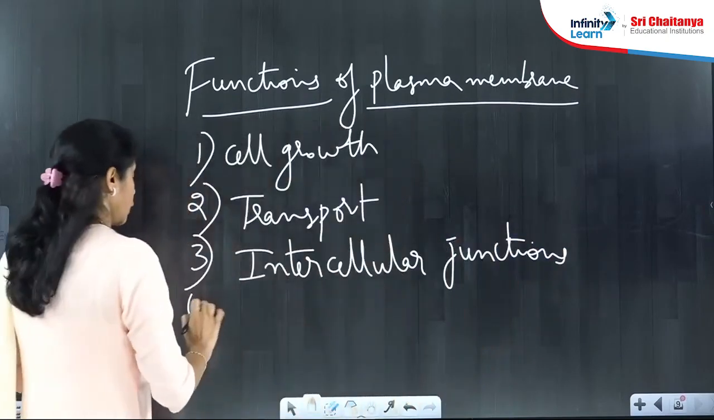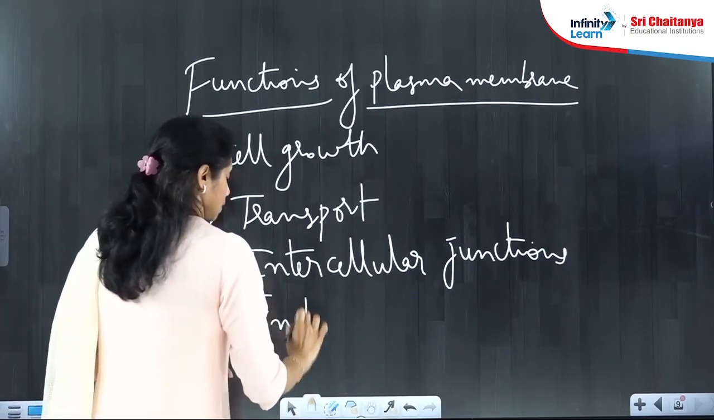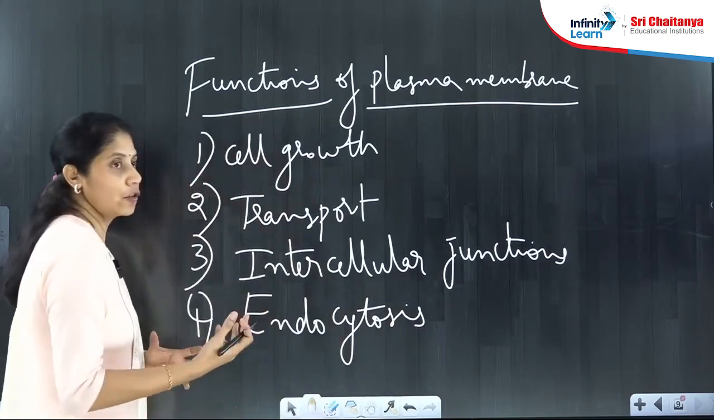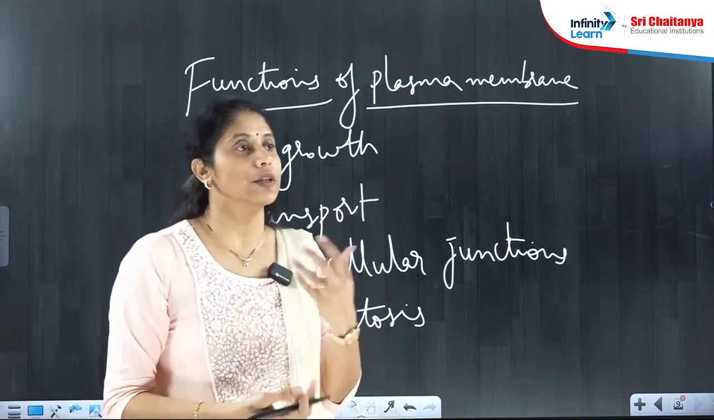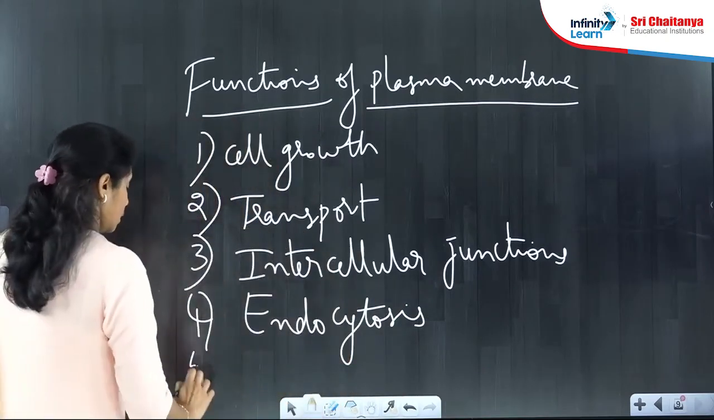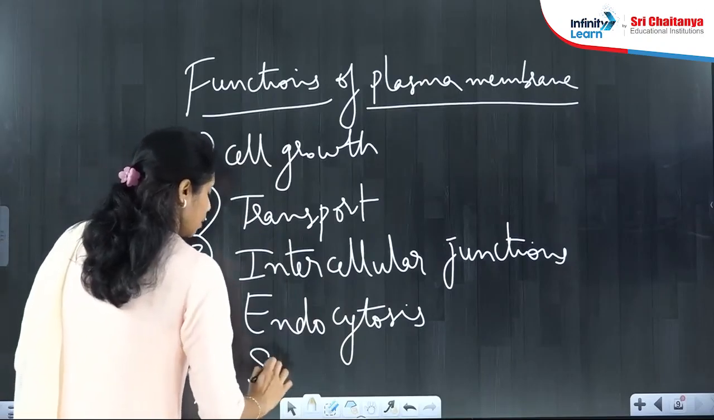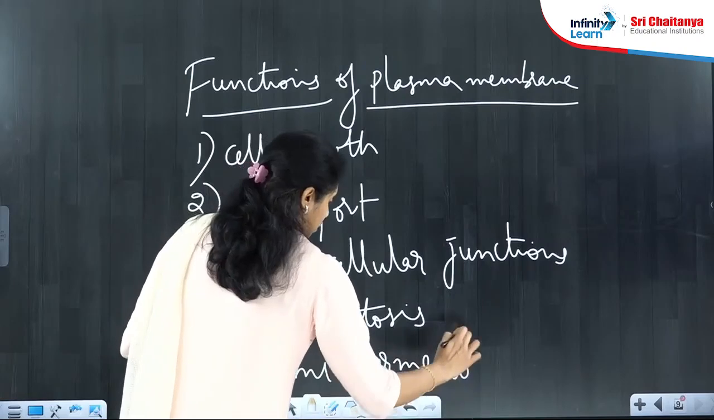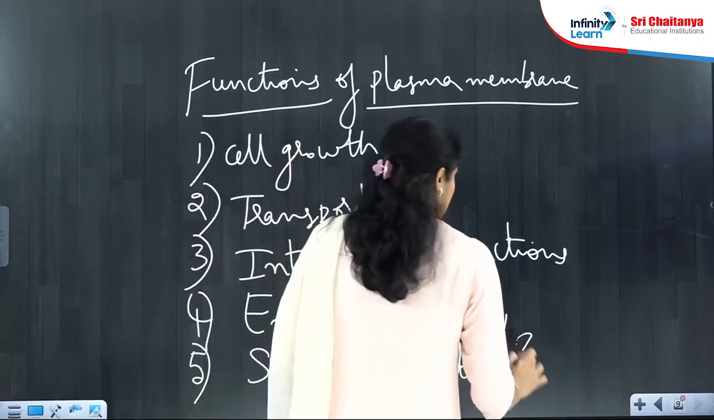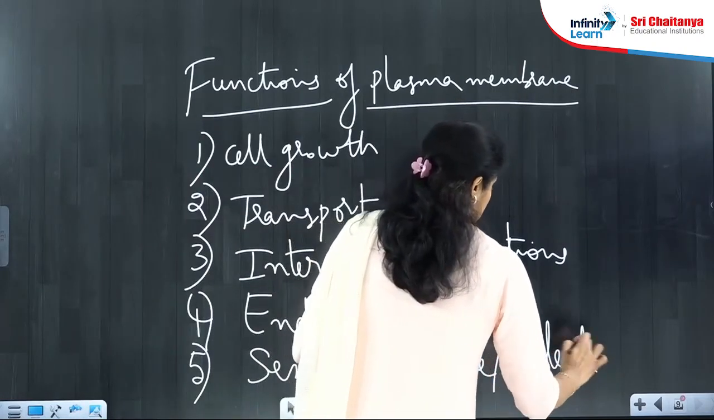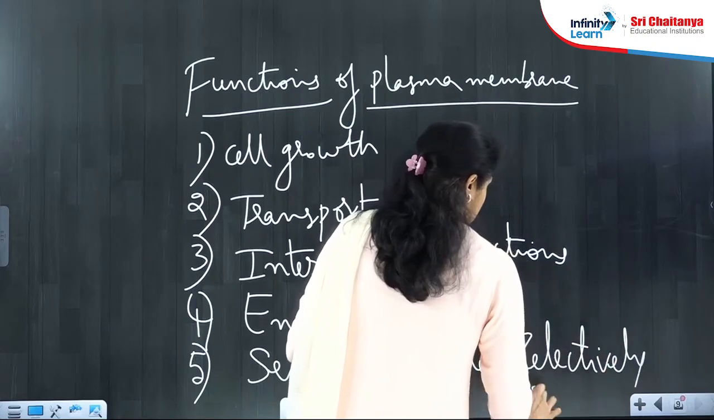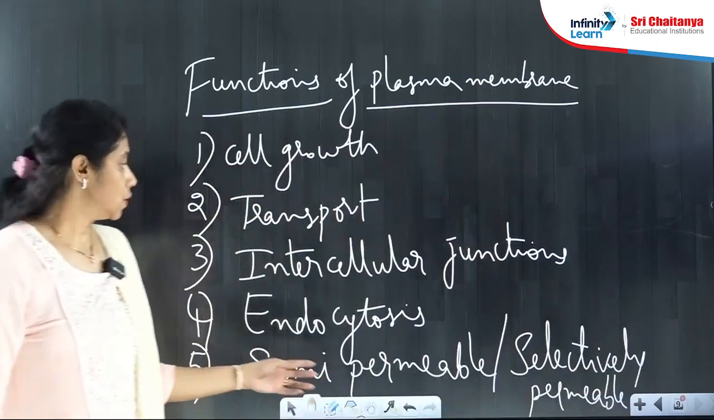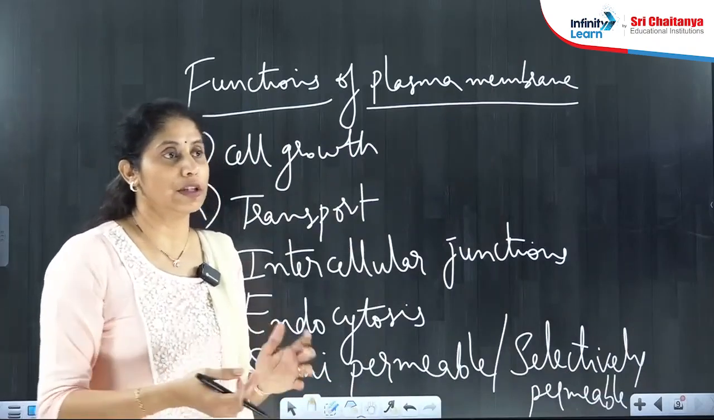Then it is also involved in endocytosis. Endocytosis means taking in the materials into the cell. Okay. Then it acts as a semi-permeable membrane, or selectively permeable membrane. These are the functions of the plasma membrane, the major functions.